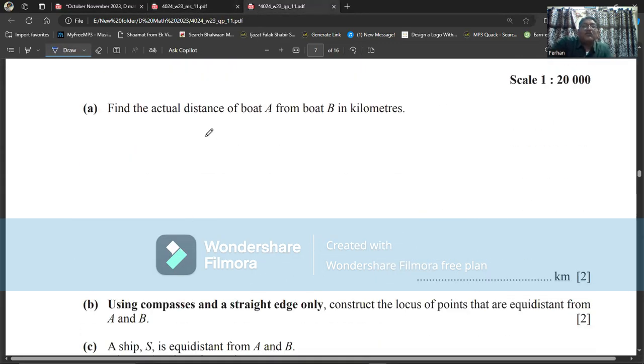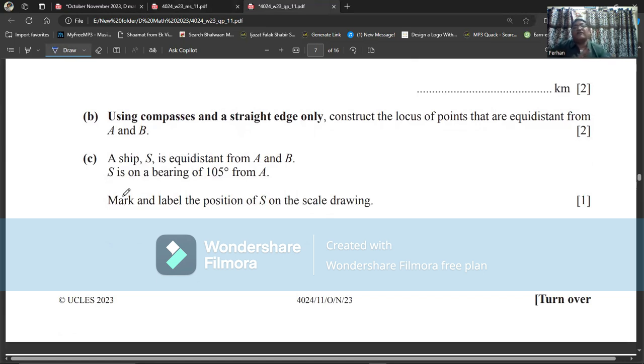Because I measured it from the photocopy, the actual length becomes a little less because of the photocopy. The size of the shape shrinks a little. So don't worry, in the real Cambridge paper, you will have the exact values.